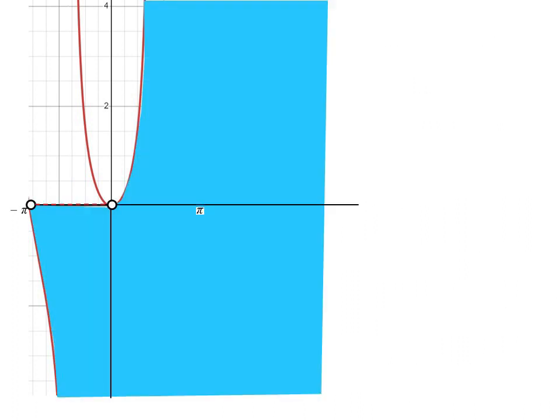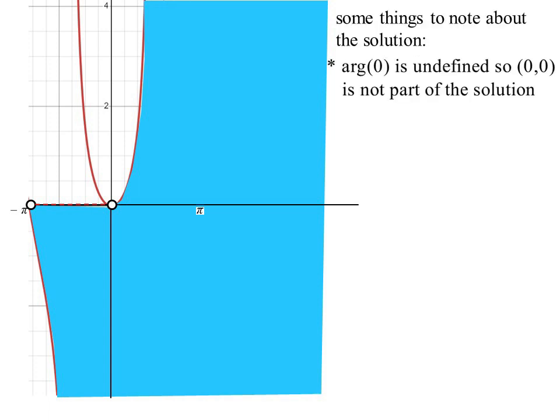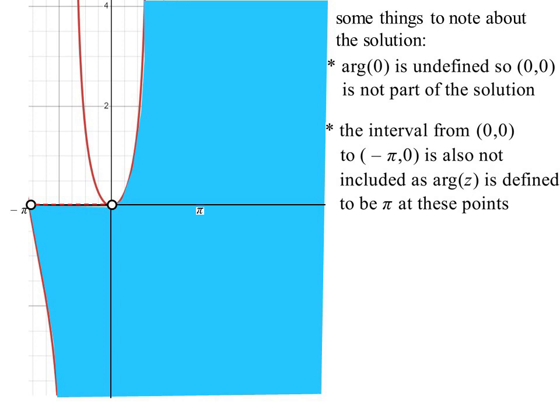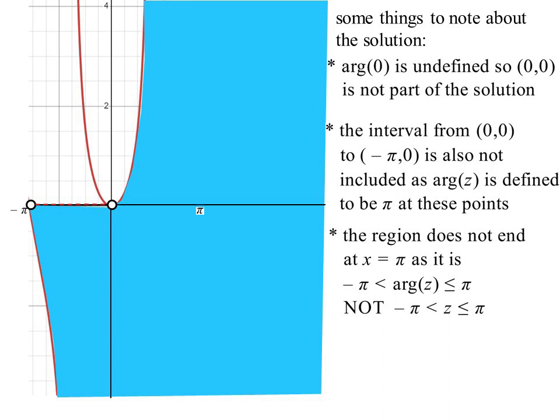There is the region. But here's some interesting things, because if you thought, oh brilliant, I've got it, no, there's even more happening in this question. Some things to note. Argument of 0, remember, is undefined. So you can't substitute it into the original equation. So it's excluded. But this whole interval going from 0 to minus pi is excluded as well. Because there, the argument is defined as pi. Pi does not satisfy this inequation. So therefore, it's excluded.